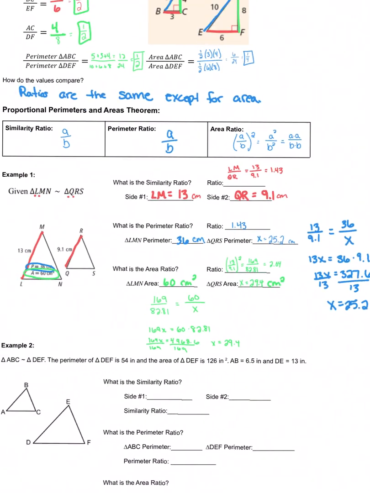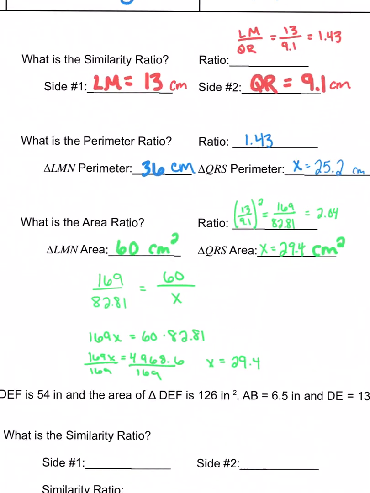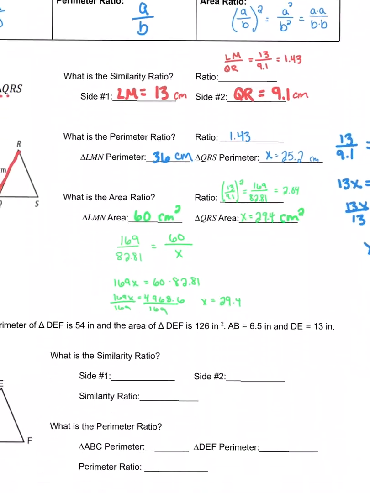And using this, we found all of those different missing parts. Okay. So the important part to note was that we used our ratio, and then for the area, we had to square it. Okay, that was the newest part of this.